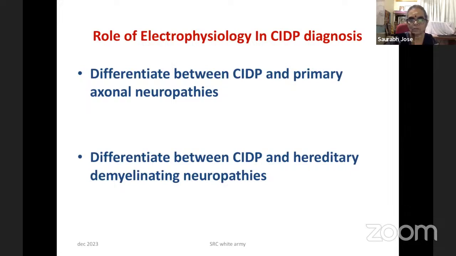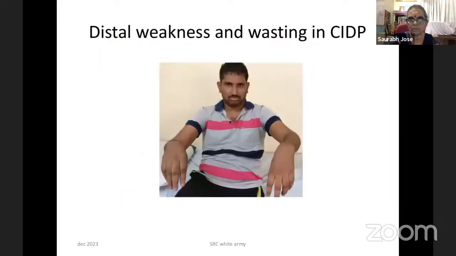So what is the role of electrophysiology? We can know uniform delay in inherited neuropathy. CIDP is long duration, whereas variable degree of slowing indicates an acute neuropathy. Uniform delay in all the nerves will indicate inherited neuropathy. So that way, sometimes when you have doubt, it will help us.